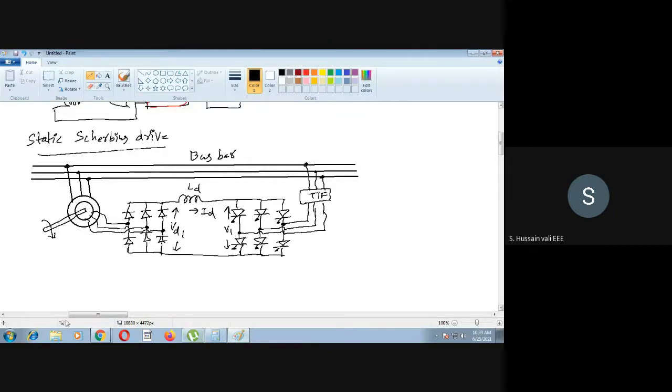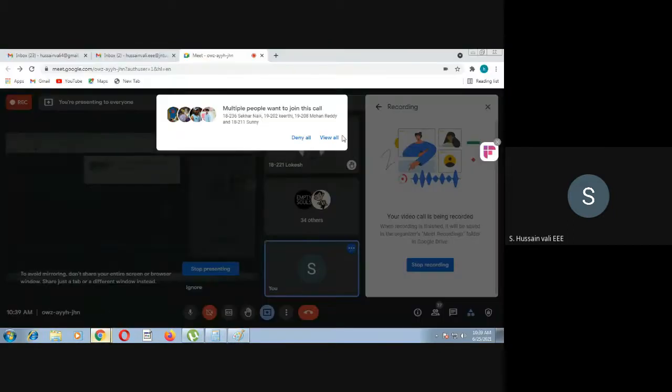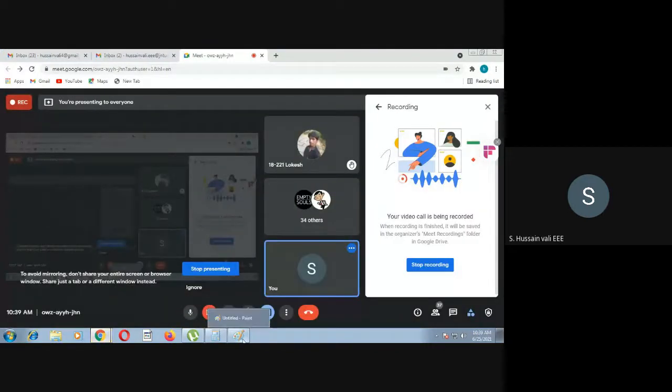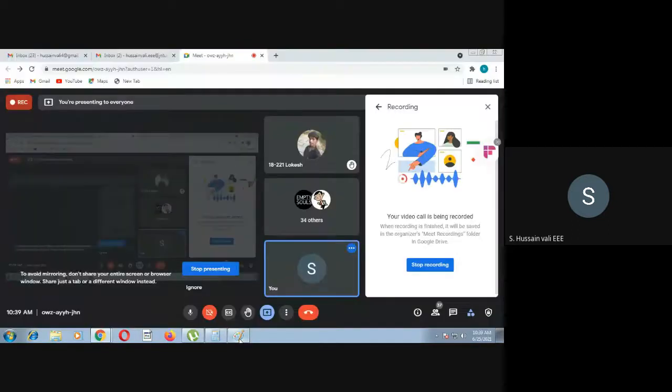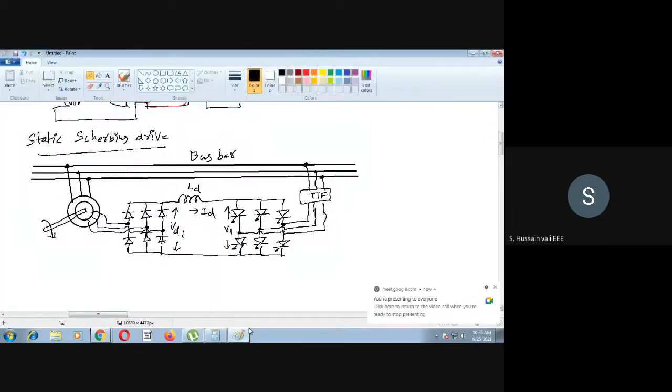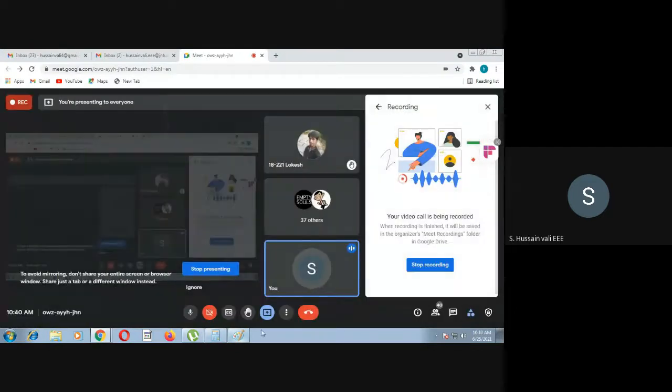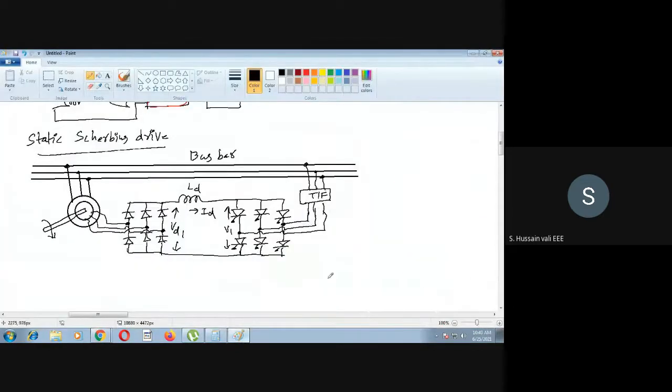Now please see how it works. Just see this. The flow is the same as the flow which I have shown in the case of the conventional Scherbius drive, except the difference is that here you are using entirely power electronic devices. You are not using any kind of machines here. The entire thing is power electronic devices. The main conversion is happening through the power electronic devices.